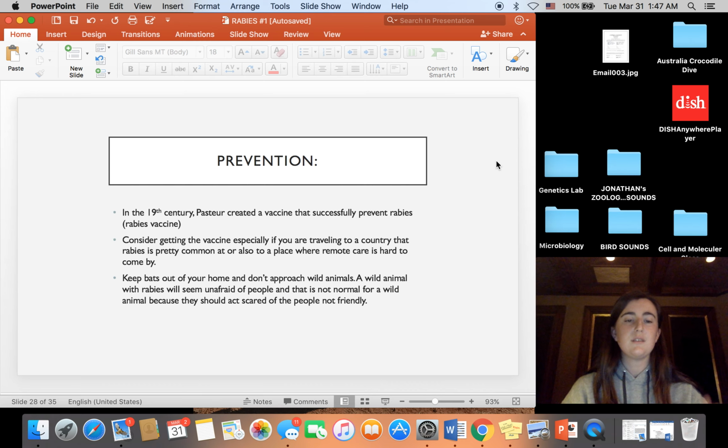You also need to keep bats out of your home and not approach wild animals. A wild animal with rabies will seem unafraid of people, and that's not normal for a wild animal, because they should act scared of people and not friendly.